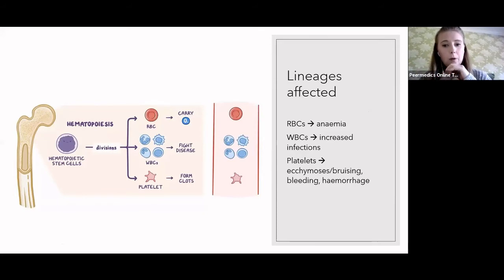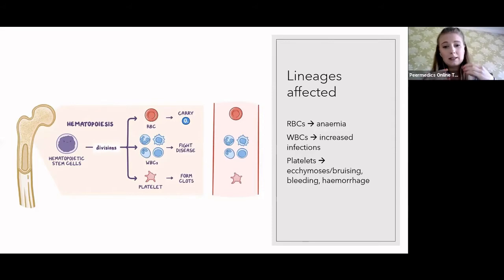So from this picture here, which I think is from Osmosis, if anyone wants some video recommendations, I recommend the Osmosis videos. But this illustrates very well that from your hematopoietic stem cell, you've got red blood cells. And obviously if you cut your supply of them, that's going to lead to anemia and its associated signs and symptoms. Cut your white blood cells, your immune system is going to take a hit.